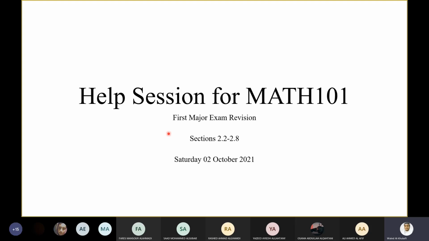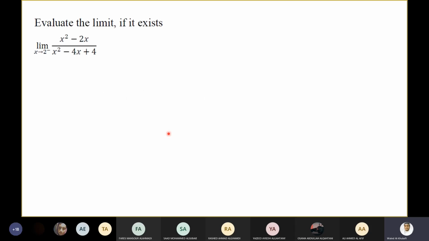I selected some problems for each section, from section 2.2 until section 2.8, where I feel these are the most important problems and ideas in this course. But of course, I'm not covering everything, because I cannot cover 4 or 5 weeks of material in 1 hour and 10 minutes. But I try my best to summarize all the ideas and revise all what we learned in this session.